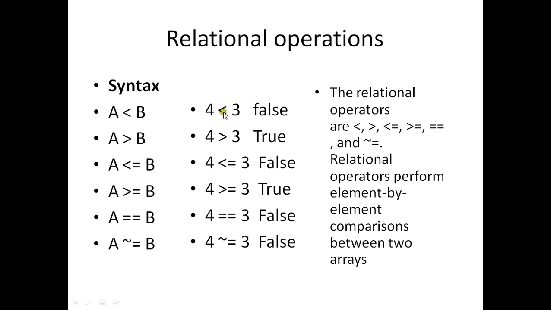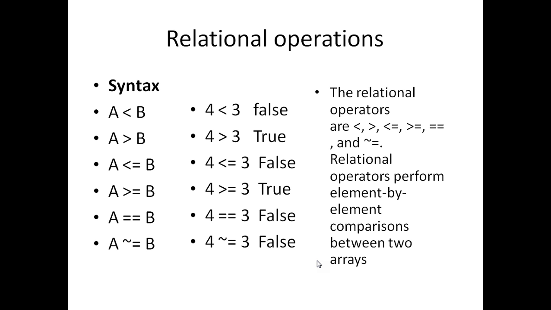So for example, if you see these relational statements, if 4 is less than 3, then the statement would be false, definitely. And if 4 is greater than 3, then the statement would be true, and so on, something like that.